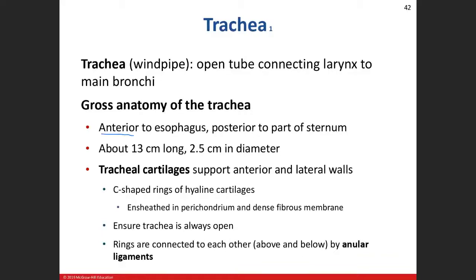It is directly in front of the esophagus. Now, the esophagus can collapse. The trachea can't. And the reason why is that it's got these C-shaped rings made of hyaline cartilage. They surround the opening of the trachea and prevent it from collapsing. You don't want that to happen, whereas the esophagus can collapse. It's not always patent. And just because it's collapsed doesn't mean that it's dysfunctional. It just means that we don't need to have it opened up.